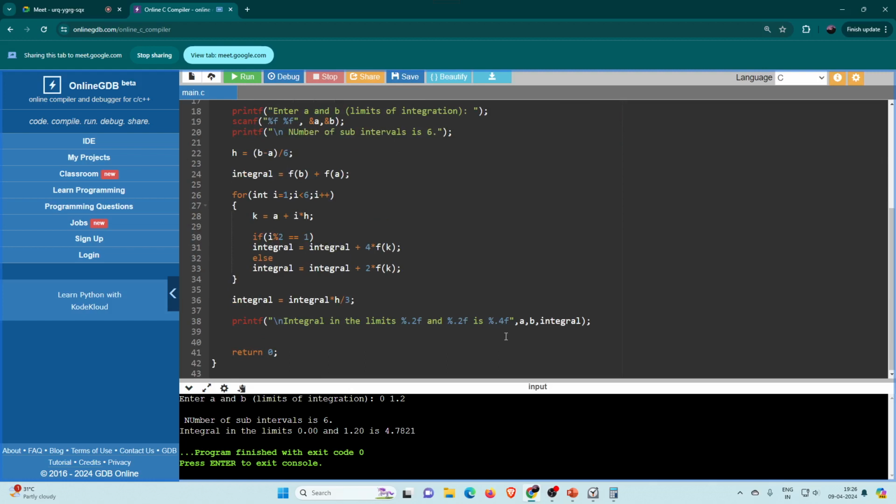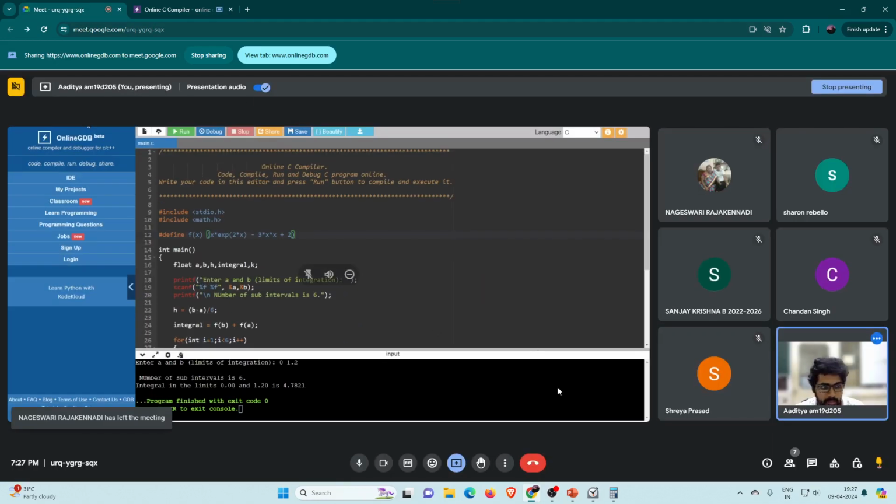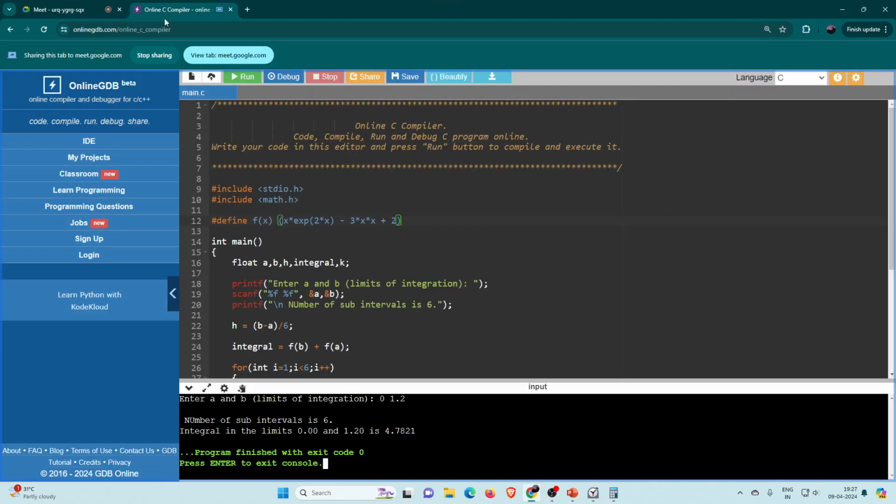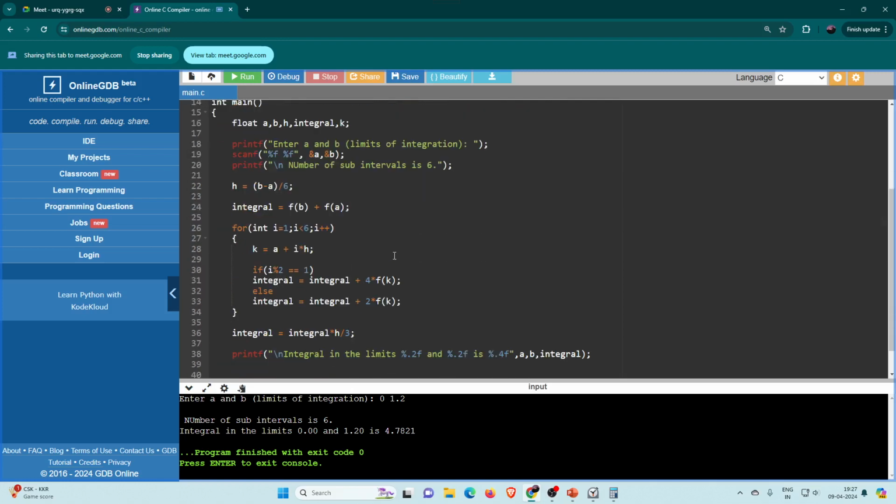12.965 when I did it by hand, and when I solve it here, I got 4.7821. So there seems to be some error. So let's just try the same thing with an easier function, right? Like 1 by 1 plus x square. Does anyone remember the value of 1 by 1 plus x square? Or never mind.